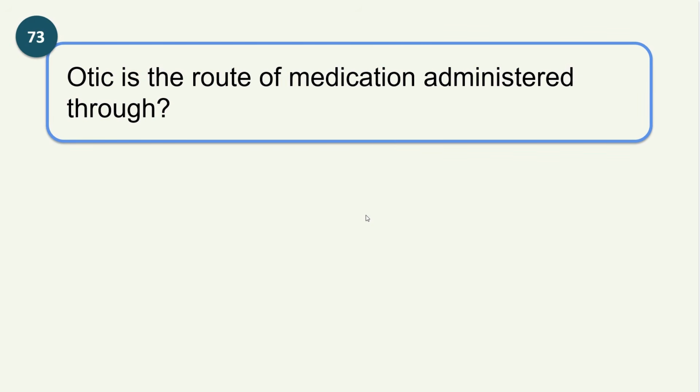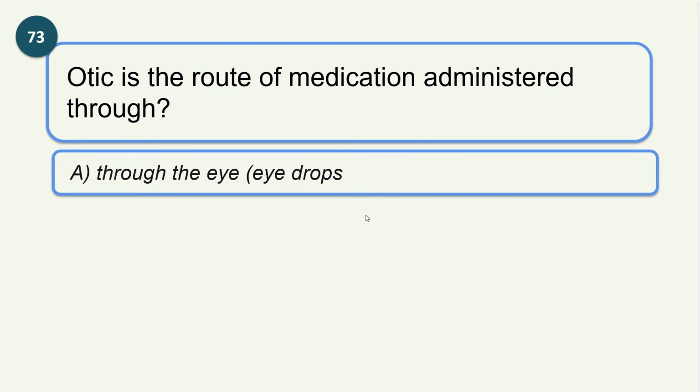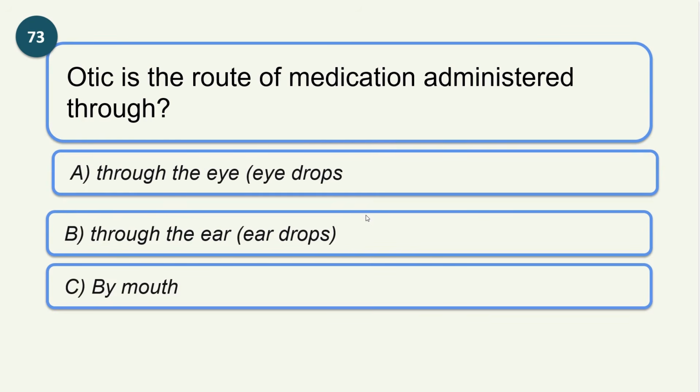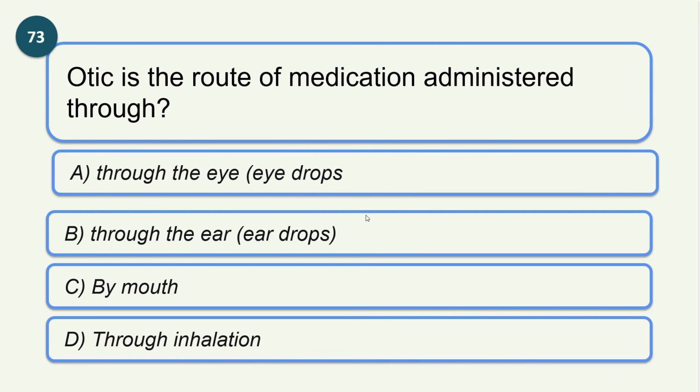Next, otic is the route of administration administered through A, through the eyes, B, through the ear, C, by mouth, D, through inhalation. Correct answer is through the ear. Ear drops, also known as otic drops.